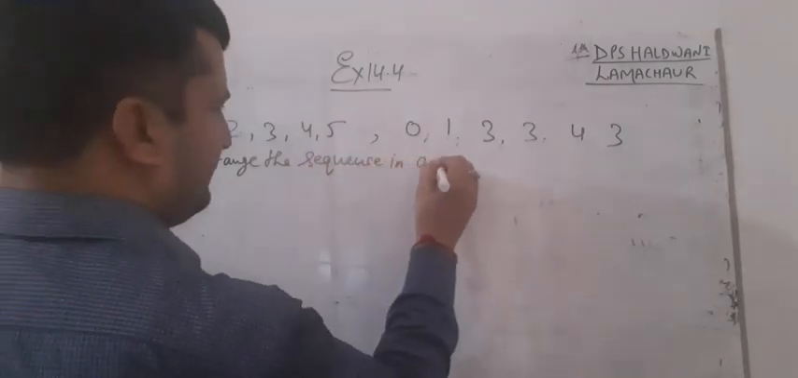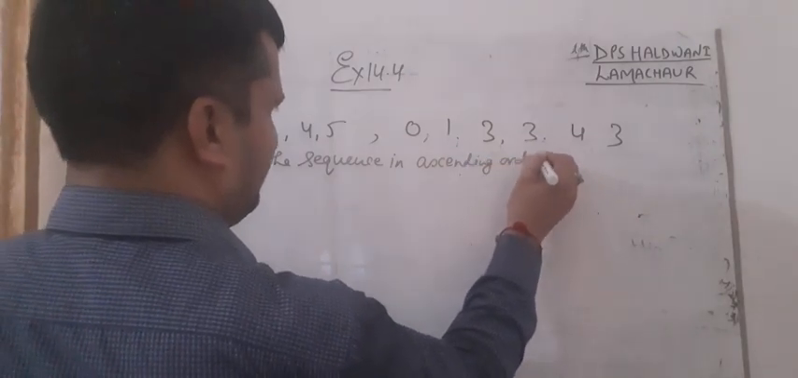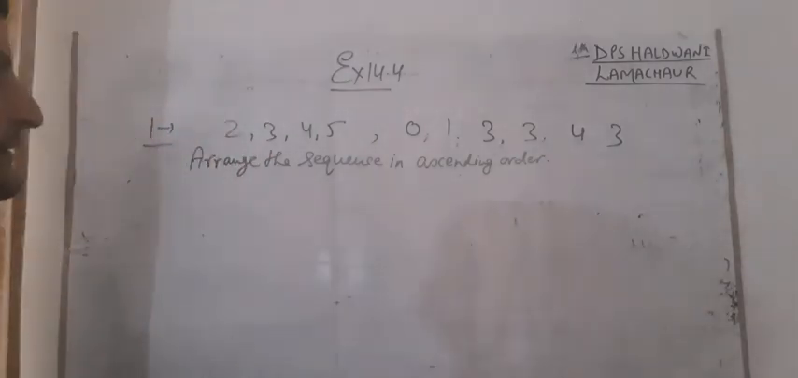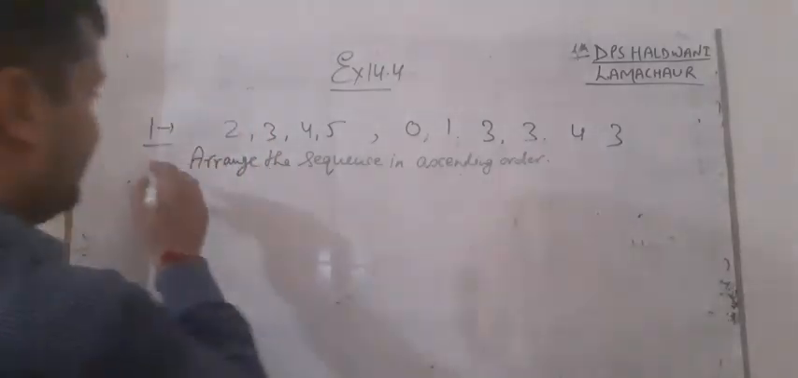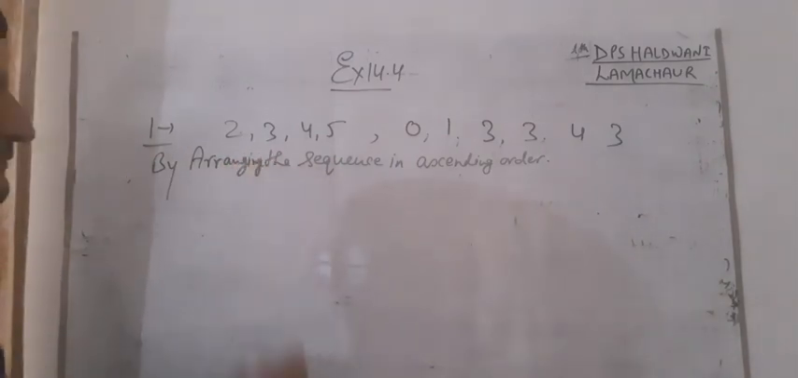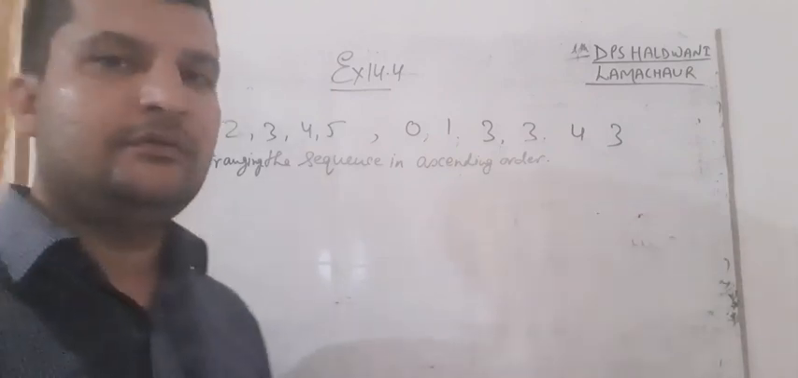So first we will arrange the sequence in ascending order. By arranging, you can write it by arranging the sequence in ascending order. Ascending order means students lower to higher numbers.